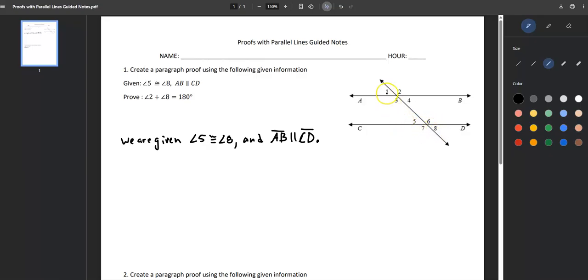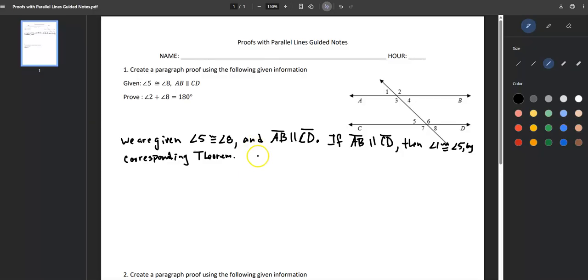So first things first, I'm going to put that angle 1 and angle 5 are congruent to each other. So this would be: if line AB is parallel to CD, then angle 1 is congruent to angle 5 by my corresponding angles theorem. Okay, so that's our first statement. So those two are equal to each other, which helps us.